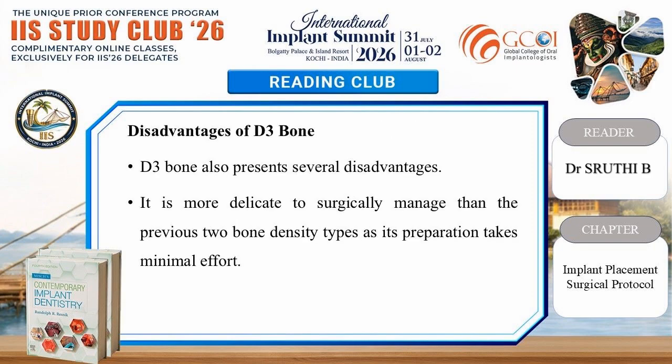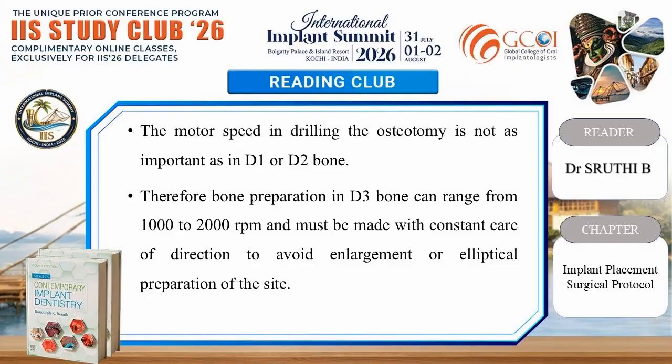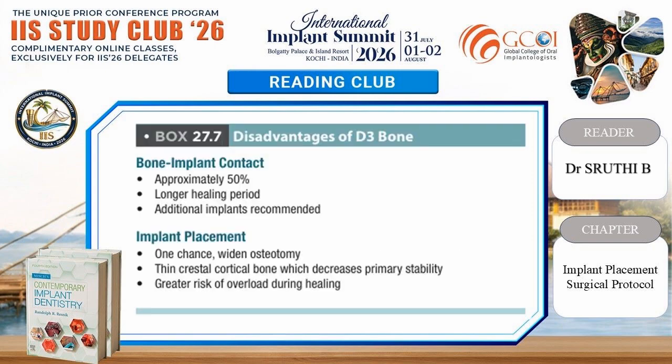Disadvantages of D3 bone. D3 bone also presents several disadvantages. It is more delicate to surgically manage than the previous 2 bone density types as its preparation takes minimal effort. The motor speed in drilling the osteotomy is not as important as in D1 or D2 bone. Therefore, bone preparation in D3 bone can range from 1000 to 2000 rpm and must be made with constant care of direction to avoid enlargement or elliptical preparation of the site. Box 27.7 shows disadvantages of D3 bone.